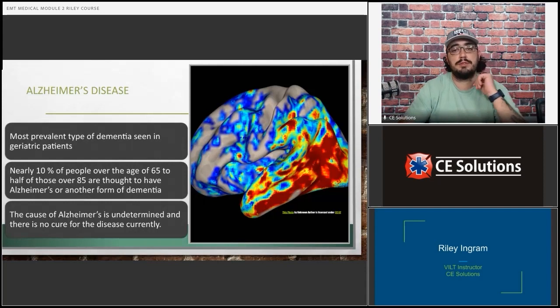All right, Alzheimer's disease. It's the most prevalent type of dementia seen in geriatric patients. Nearly 10% of people over the age of 65 to half of those over 85 are thought to have Alzheimer's or another form of dementia. The cause of Alzheimer's is undetermined, and there's no cure for the disease currently. There's not really much we can do.